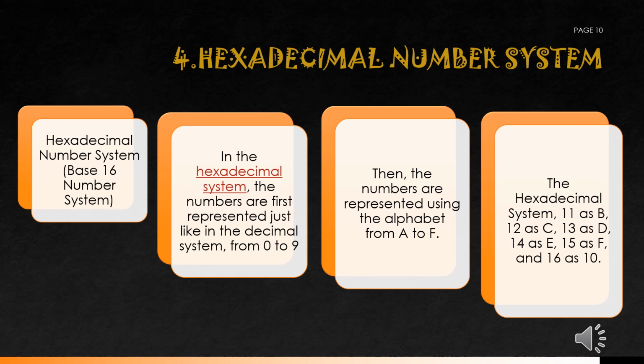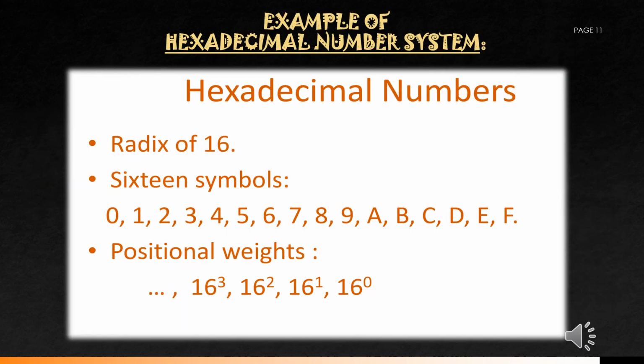Hexadecimal number system, base 16 number system. In the hexadecimal system, the numbers are first represented just like in the decimal system, from 0 to 9. Then, the numbers are represented using the alphabet from A to F. The hexadecimal system: 10 as A, 11 as B, 12 as C, 13 as D, 14 as E, 15 as F, and 16 as 10. Example of hexadecimal number system.